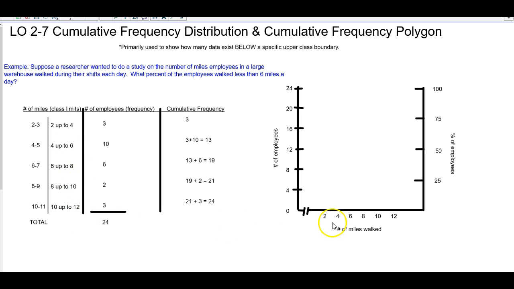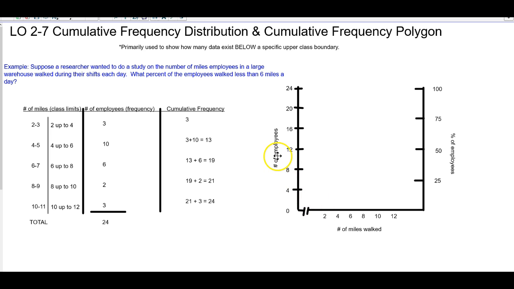Now the reason that I have 2 on here is that we are going to anchor our cumulative frequency polygon, and the class that would be before this would be 0 up to 2. So 2 would be that upper limit for that one. So that's why we have that on there.